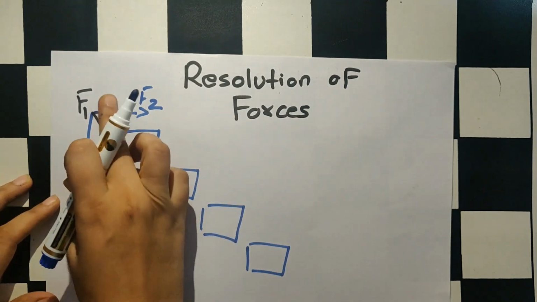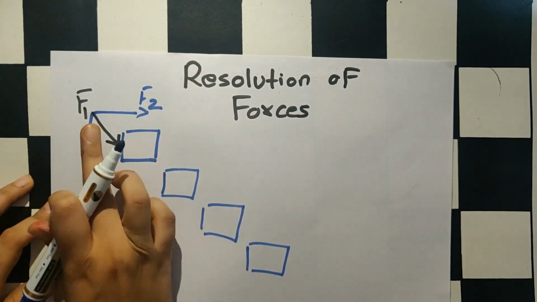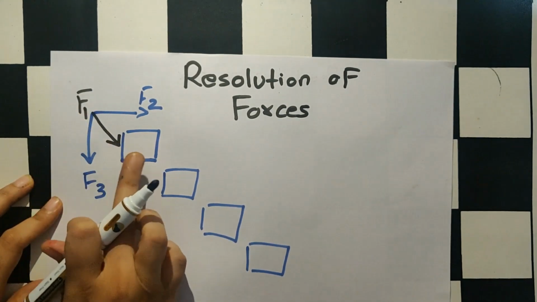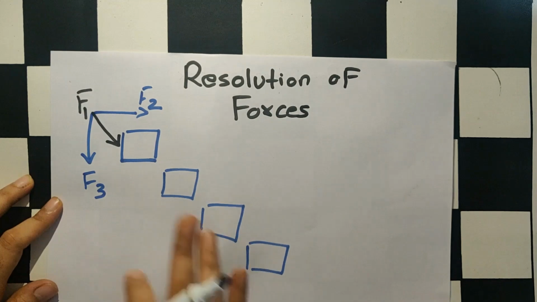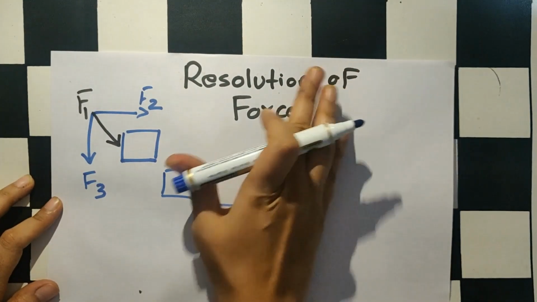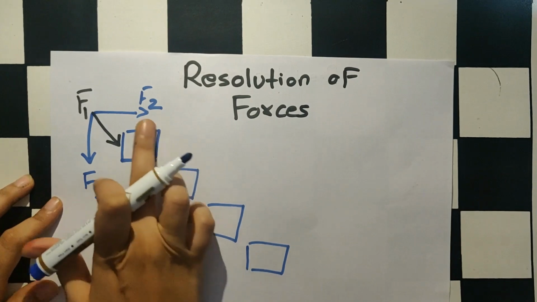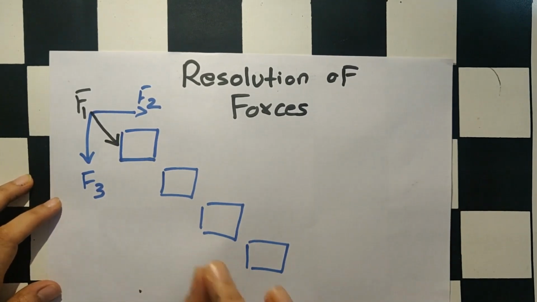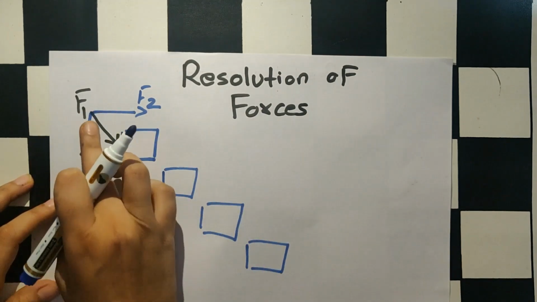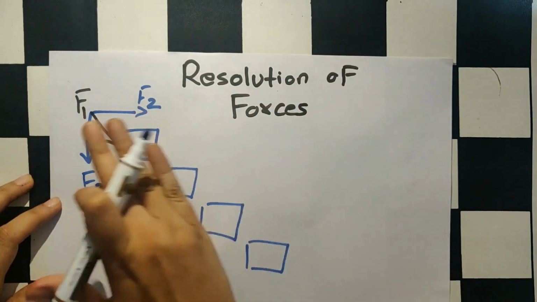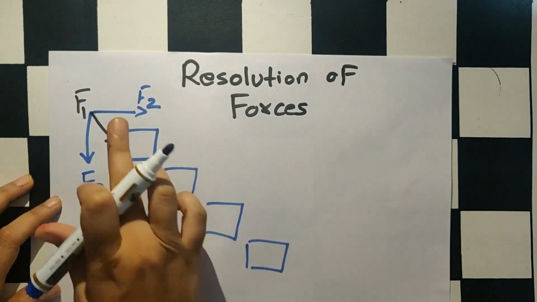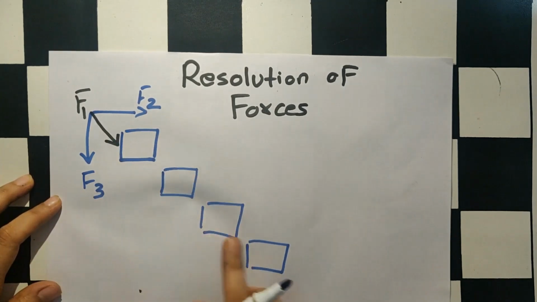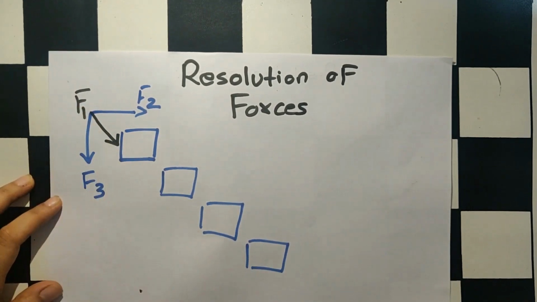Now what do you mean by component of this force F1? When you apply this F1 force, your object is moving in this direction. Now when you remove this force F1 and you apply just F2 and F3 on this block, again the block will move in this direction. So simply, resolution of force means if you remove this original force F1 and you apply the components of this force, F2 and F3, it should give the same effect as this original force F1.